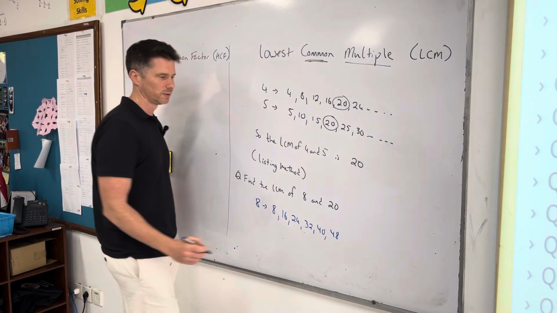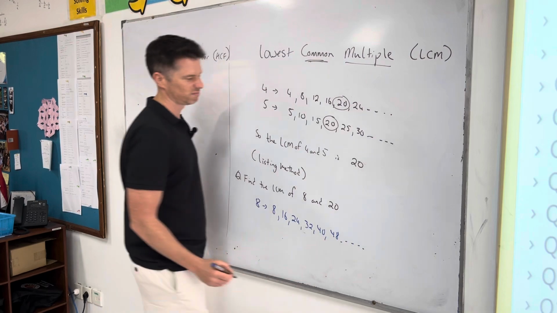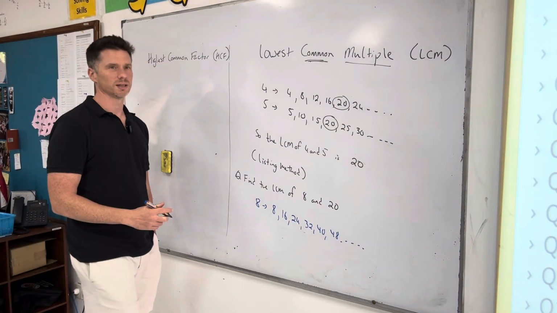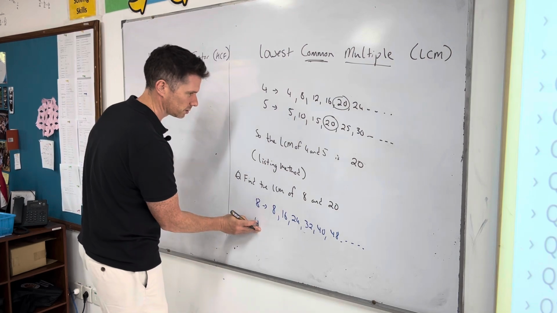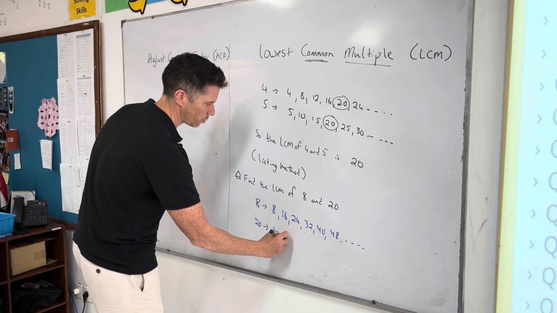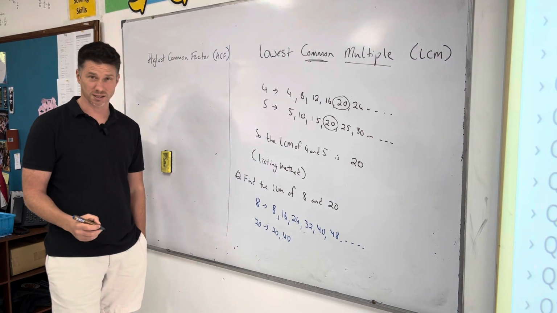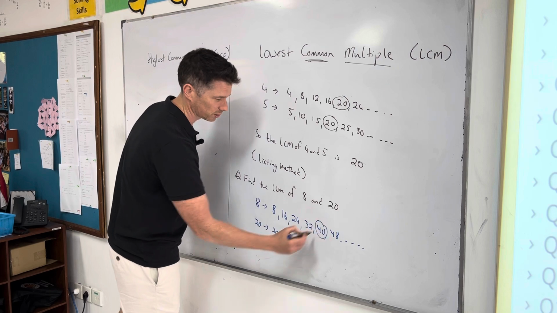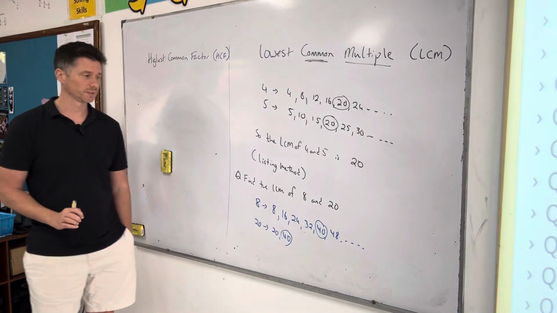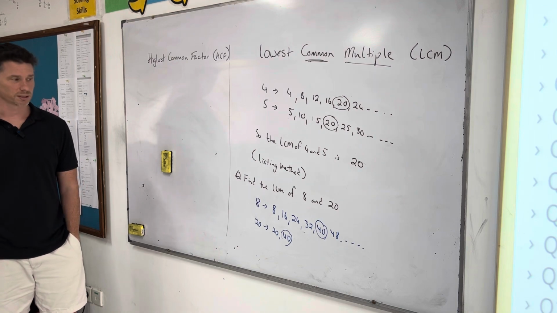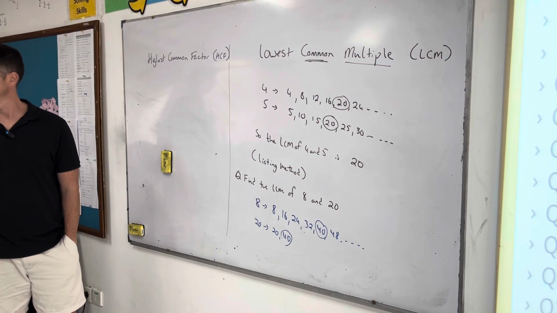When do I stop? I could go on forever. I do a few in each list, and then I see if they have anything in common. So 20, 40, and I definitely stop the second list once I hit one, because they'll only get ones that are greater. So the lowest common multiple of 8 and 20 from this list is 40.